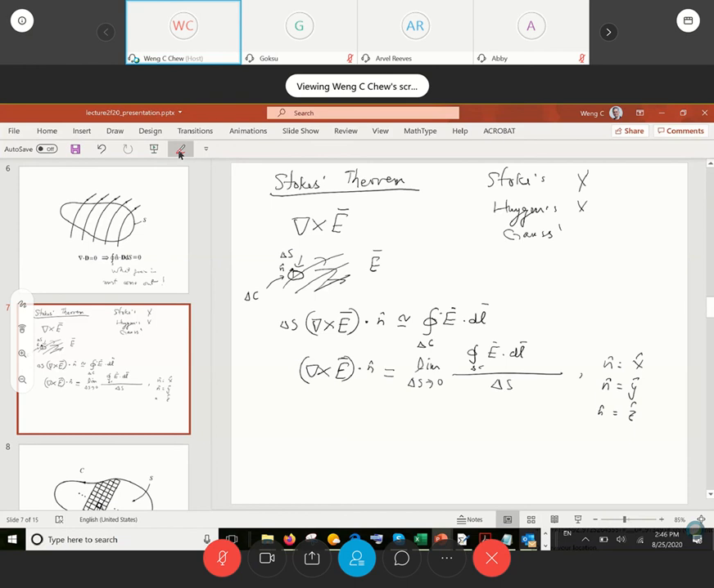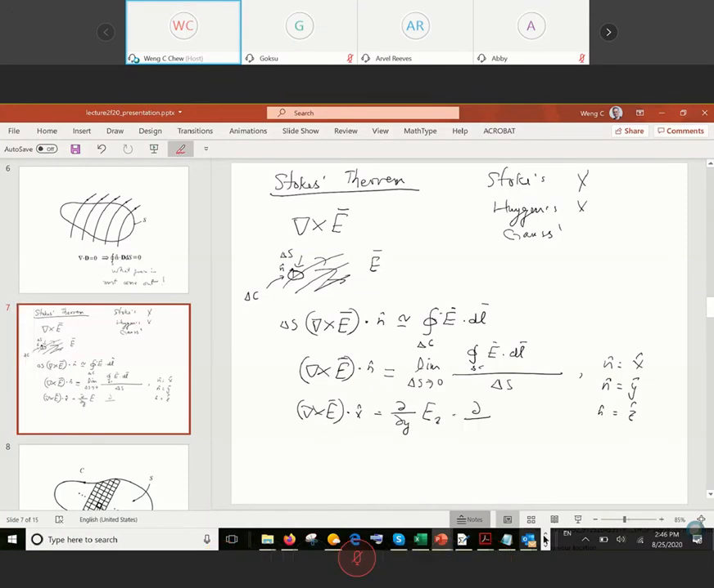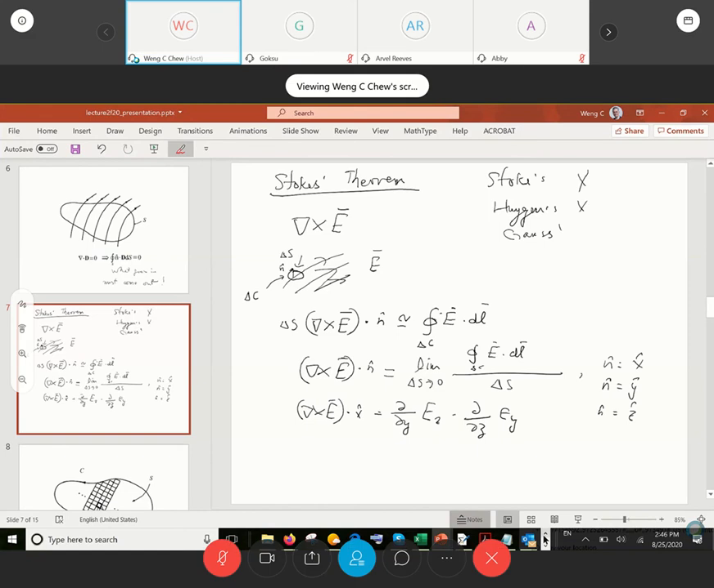And by going through this exercise, you will find that curl of E, if n is pointing in the x direction, you can evaluate the right-hand side. I'm not going to do that here, but it's done in the lecture notes. Okay. And then when you work out the detail, it's going to give you a right-hand side that looks something like that, and then the Y component of this vector. Okay, this is the vector. Curl of E is the vector.